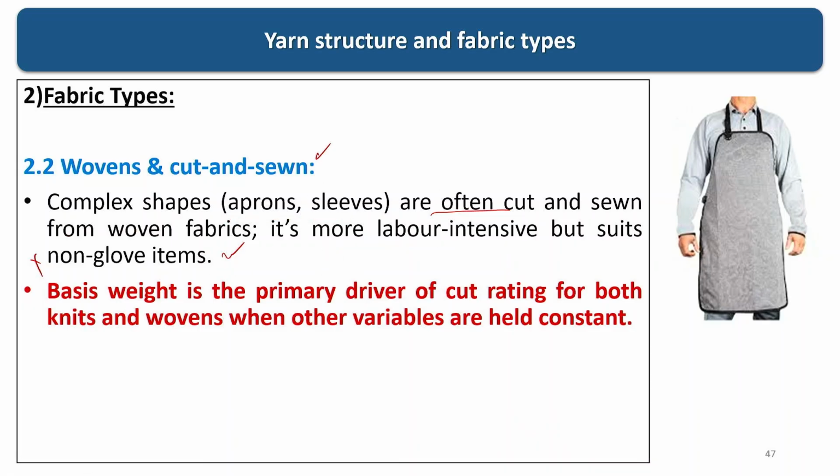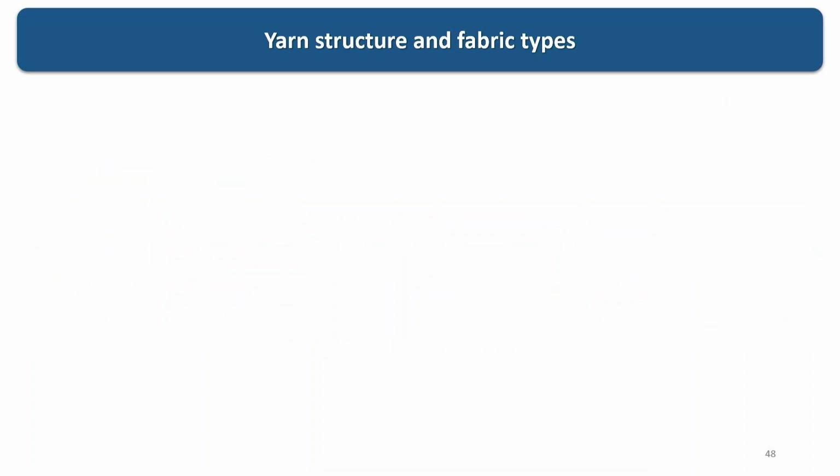Basis weight is primarily driven by cut rating. So, if we need a higher cut rating, we can increase the mass per unit area. This is true for both knits and wovens when other variables are held constant. So, we have to increase the mass per unit area to have better protection.